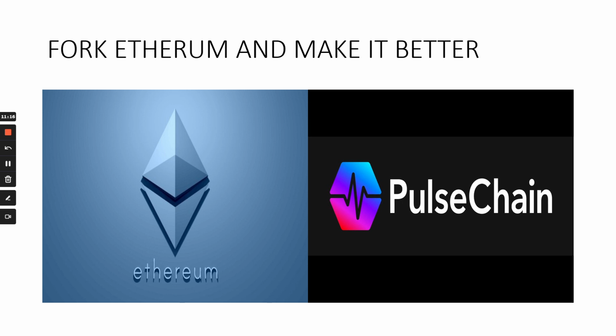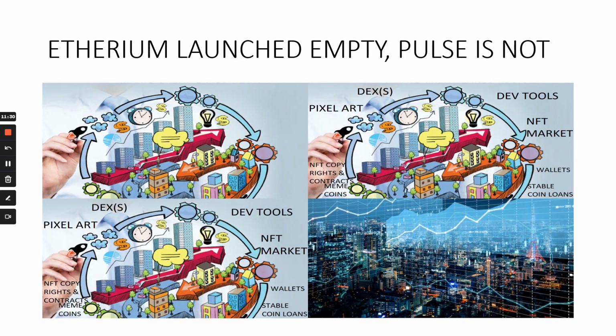So, we fork Ethereum and make it better. That's what Hex was to Bitcoin, a better Bitcoin. Let's make a better Ethereum, a better nation. Others have tried this, but they all launched bare, just like Ethereum did. Ethereum launched empty. Pulse is not launching empty. So in the top first corner, we have the empty economy, ready to function. There's land there built, but you need to put money in. You need to put the businesses in. You need to actually rent the office spaces.